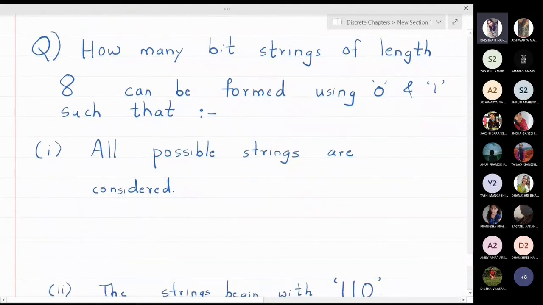Okay, so the next question is, how many bit strings of length 8 can be formed by using zeros and ones such that all the strings are considered? I will take a bit string of length 8. So I'm drawing 8 boxes now.